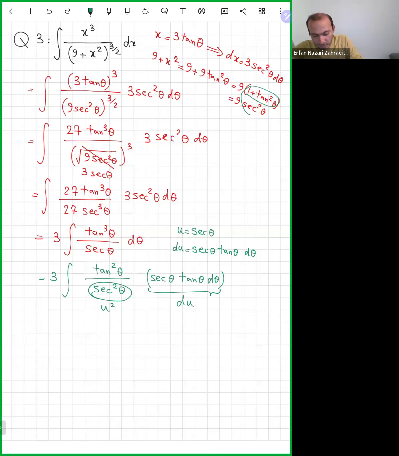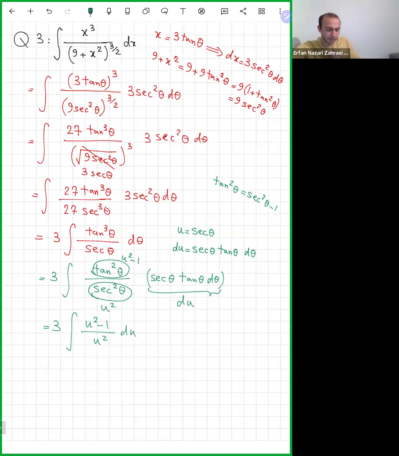Using the same identity that I used here, 1 plus tangent squared is secant squared, I can say that tangent squared is secant squared minus 1. But secant is u. So this implies that this is u squared minus 1. Tangent squared is secant squared minus 1. Secant is u. So it's u squared minus 1.